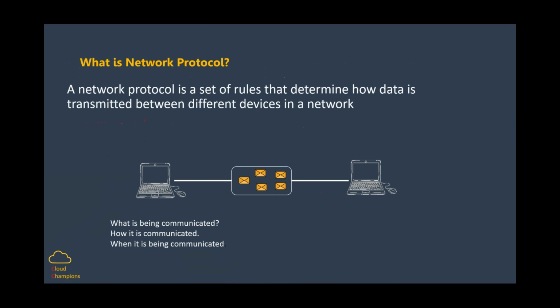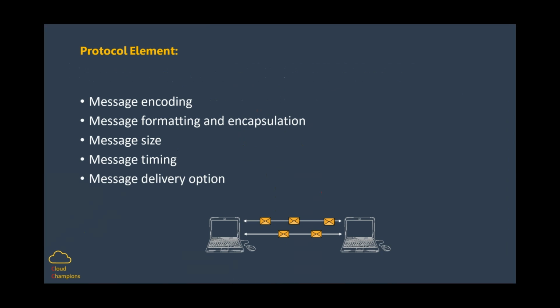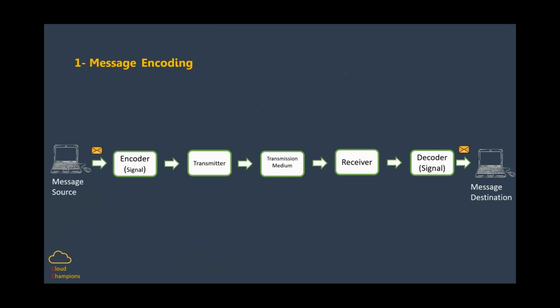The network protocol determines what is being communicated, how it is being communicated, and when it is being communicated. Now let us discover the protocol elements. Protocol can be effective when these elements are addressed properly: message encoding, message formatting and encapsulation, message size, message timing, message delivery option. So let's see what that means in detail.